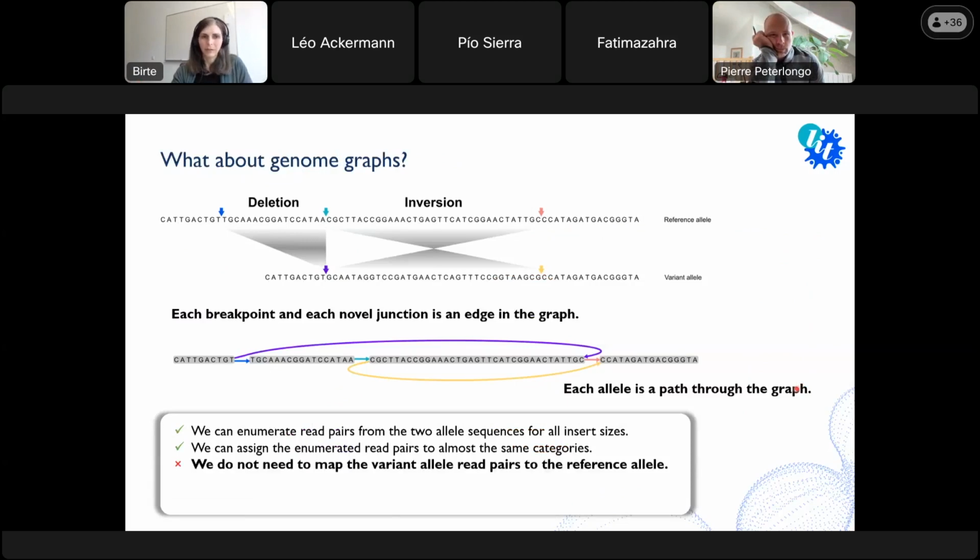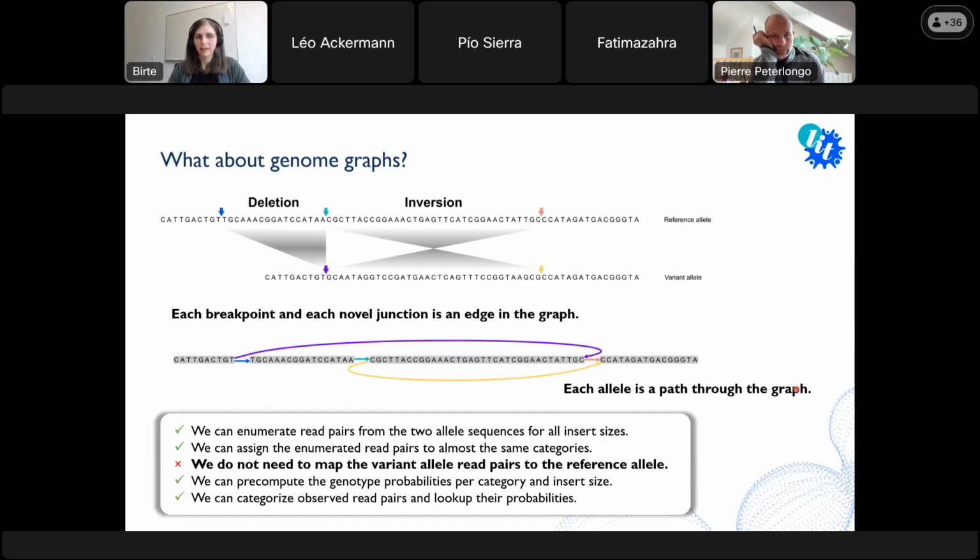What we do not need to do when we have a graph genome alignment is map the variant allele read pairs to the reference allele read pairs. And this is actually the most tricky part to implement in the tool. So we can skip this tricky part and just pre-compute the genotype probabilities per category and insert size immediately from the enumerated read pairs of both alleles, and then categorize observed read pairs and look up their probabilities in our distributions and calculate genotype likelihood just as before.